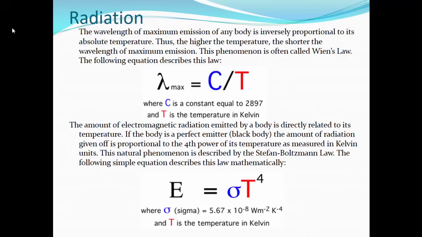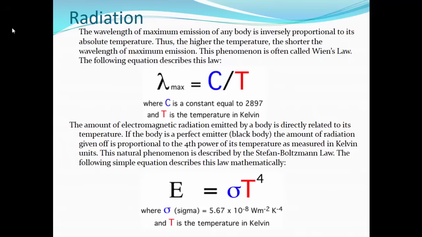And that wavelength can be determined by this equation, where temperature and the wavelength of maximum emission are inversely proportional. The higher the temperature, the shorter the wavelength. The sun is very hot and has a very short wavelength of maximum emission, where the Earth is much cooler and therefore has a much longer wavelength of maximum emission.